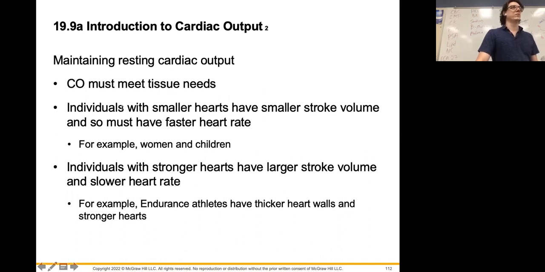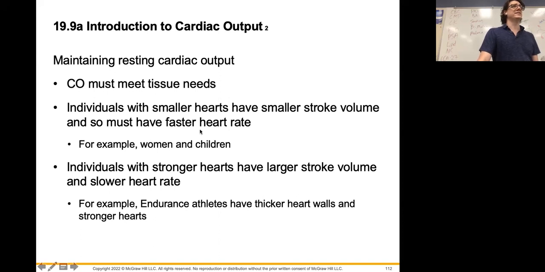But importantly here, we have to make sure that the cardiac output is meeting the tissue needs. So say you need more oxygen to your tissues, what do you have to do? If you need more oxygen to your tissues, that means we have to increase cardiac output, right? So if we need to increase cardiac output, that means we're probably not going to change the volume of blood very much because that's going to be pretty static. So what do we do? We increase the rate we move it, right? So how many times we're beating.